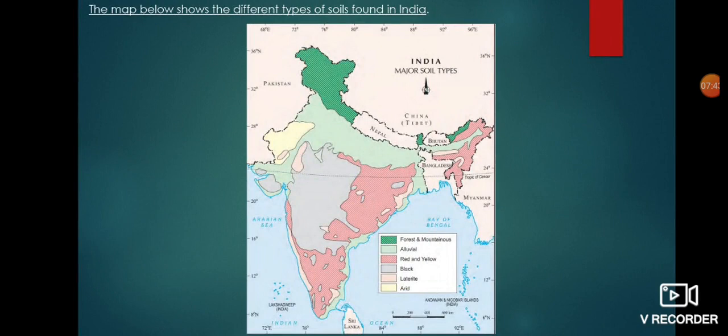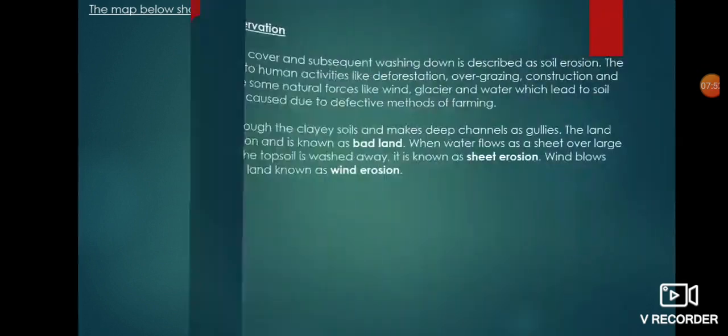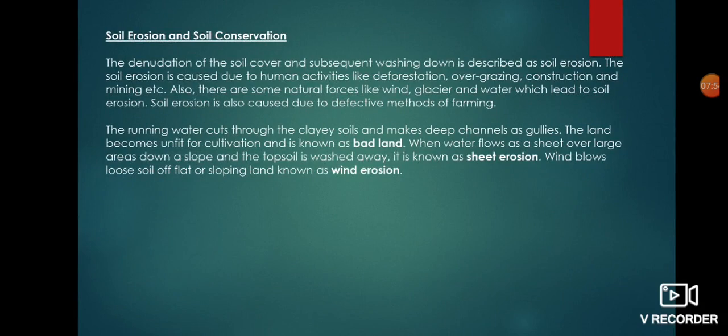Here you can see on the map the different types of soil found in India, and this map you will complete as it is in your notebook. Now we will move to the last topic of the chapter, that is soil erosion and soil conservation.